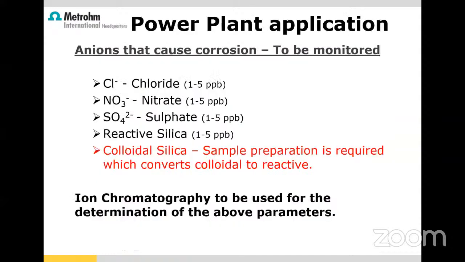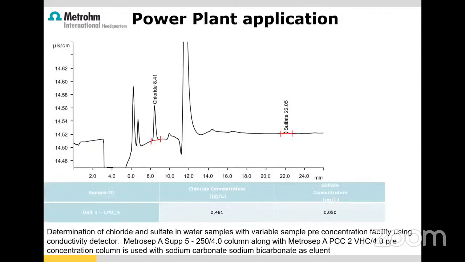Then in power plants, as I told you, it can be thermal power plants or nuclear power plants, where they have to monitor the health of the boiler. How do you monitor the health of the boiler? Because it leads to corrosion, no? That is the presence of chloride or nitrate or sulfate. These lead to corrosion. So we can monitor them down to, you can see here, 0.461 ppb, basically, that is 461 ppt. This is 50 ppt of sulfate. So how sensitive is the technique?